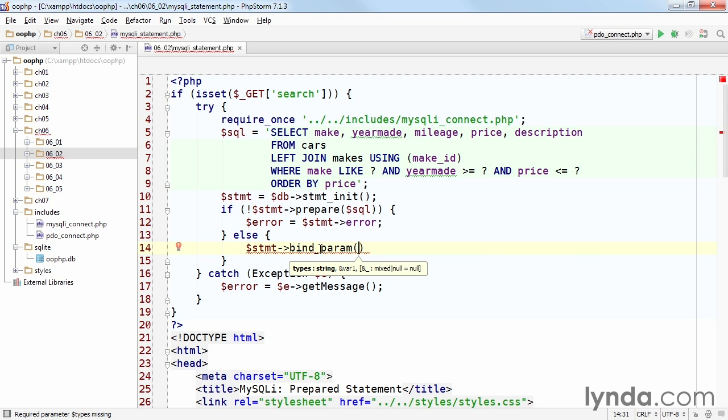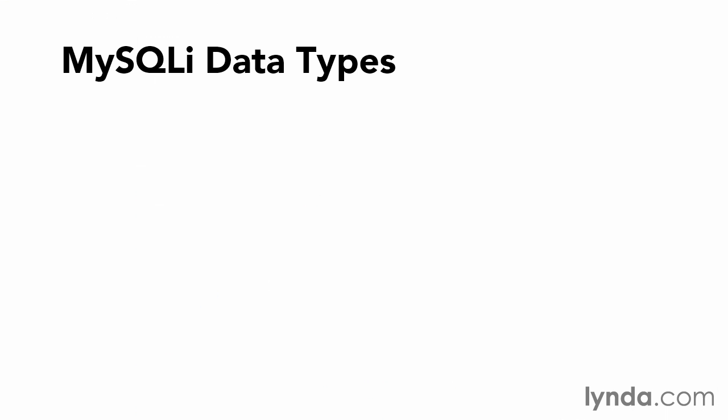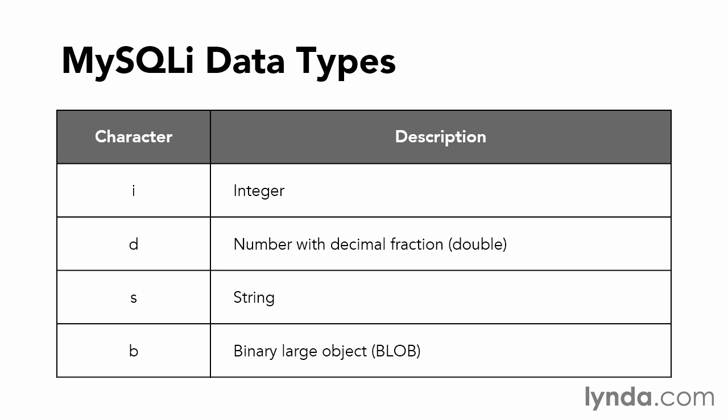The first argument to bindParam needs to be a string representing the data type of the value being bound to each placeholder. So let's pause a moment to see how MySQLi expects the data types to be specified. The data type of each value is represented by a single character. I for integers or whole numbers, D for numbers with a decimal fraction, technically the D stands for double, S for strings, and B for binary large objects such as files or images. So we need to build a string to pass to bindParam using the appropriate characters. So let's get back to the code.